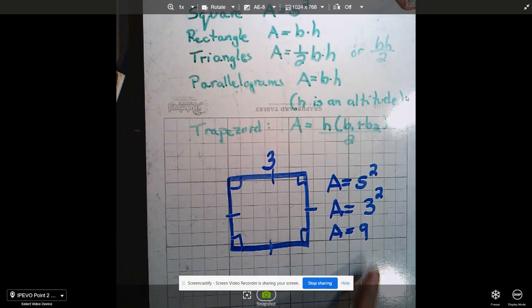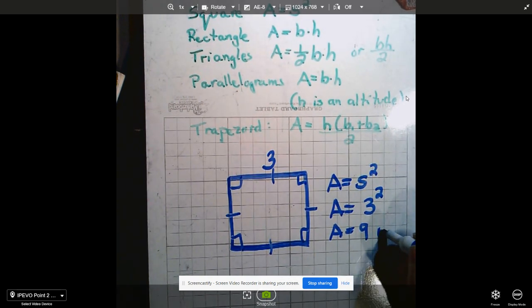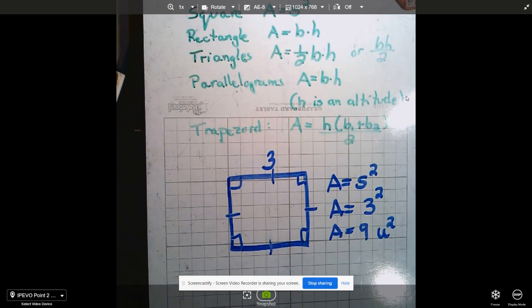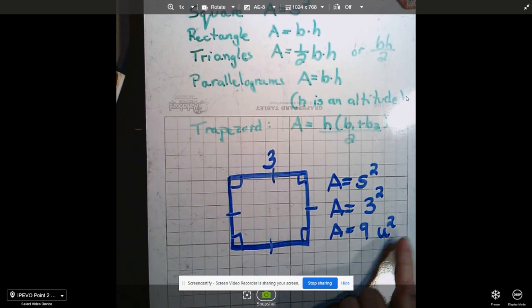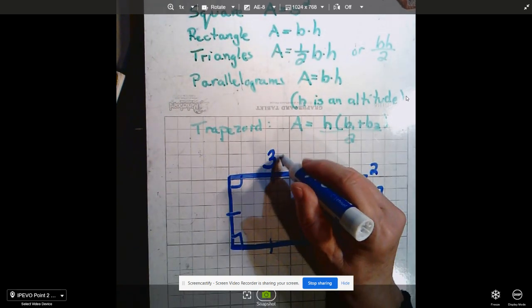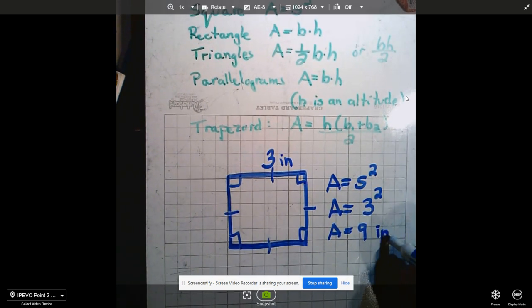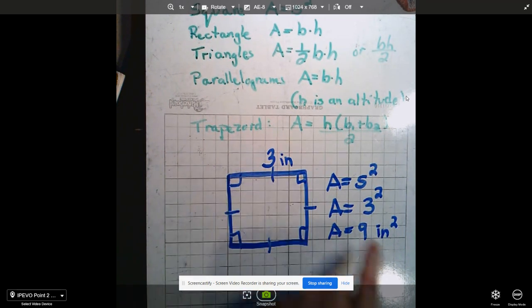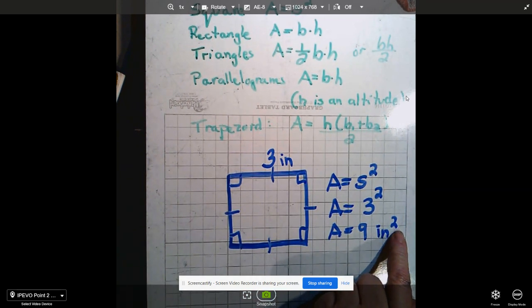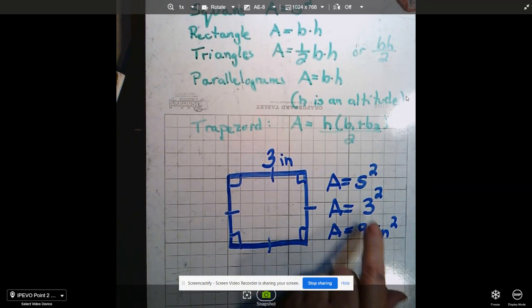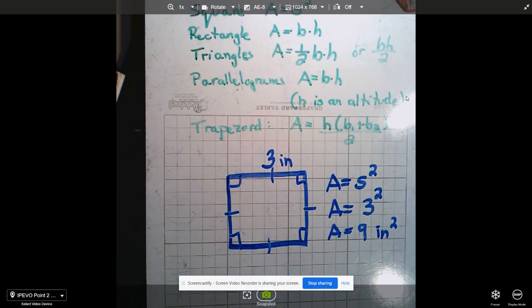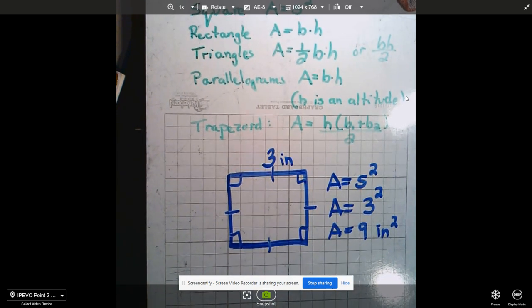Remember, when you're talking about area, you always have square units. So if the units aren't given, you just put u squared for units squared. But if they said this was 3 inches, then your answer would be 9 inches squared. Remember, when you're writing it, the only thing that's squared at the end is the units, because you've already squared your 3 right here. So that's the area of a square.